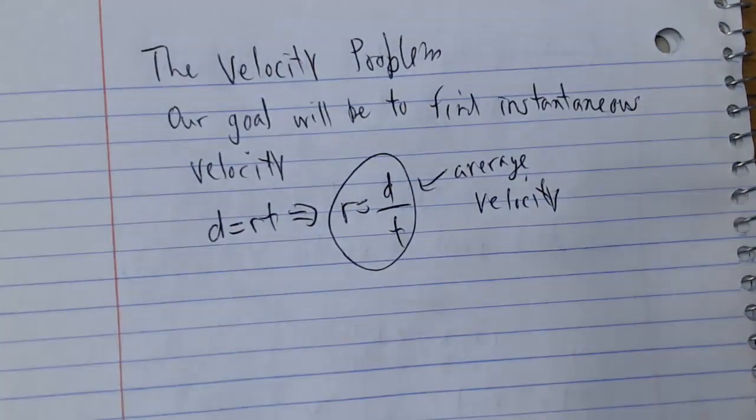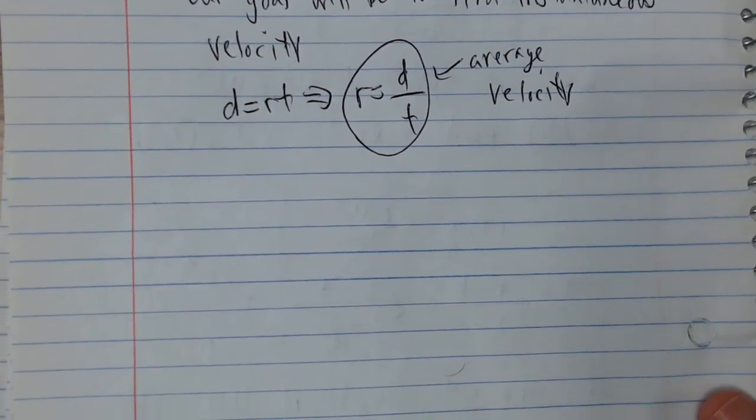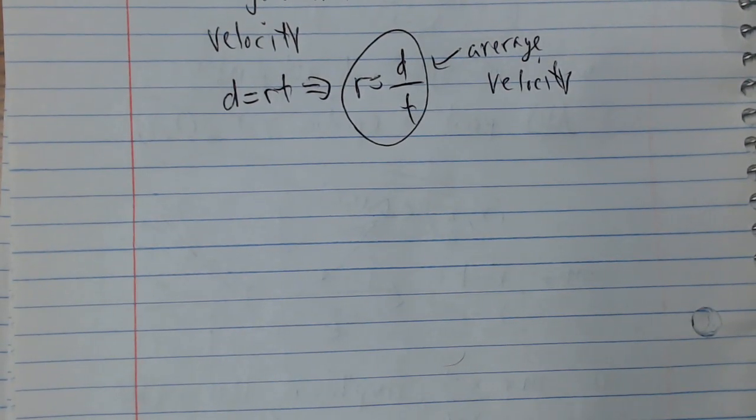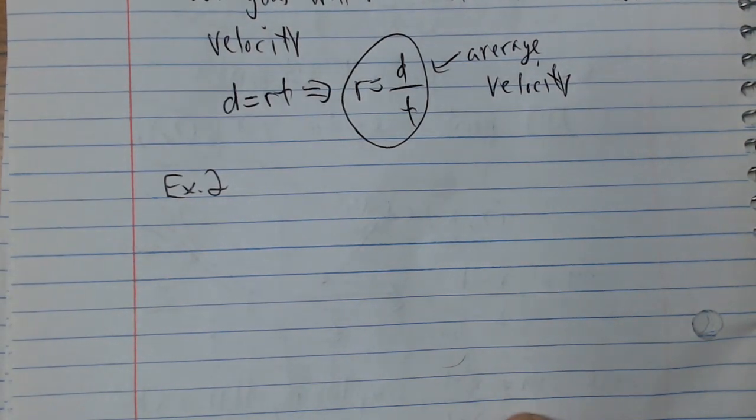So here's what I want to point out. Before we do an example, and this example is going to be kind of similar to this picture, I guess what I could do is first give you the example, and then we could talk about how we would find instantaneous velocity.